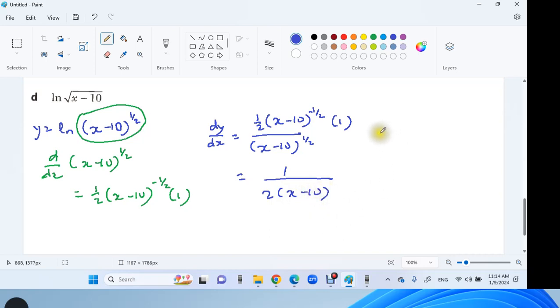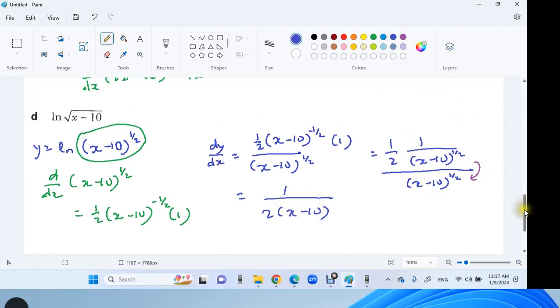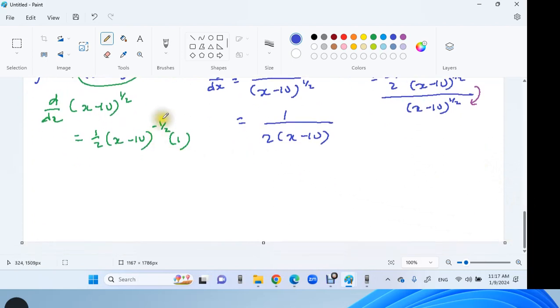Okay, what happened here is we have the 1 over 2 and then 1 over x minus 10 to the power half, the whole thing divided by the x minus 10 to the power half. So we move down here. Okay, then it will become this, will be the answer. Actually, this question, we have another method to solve it.